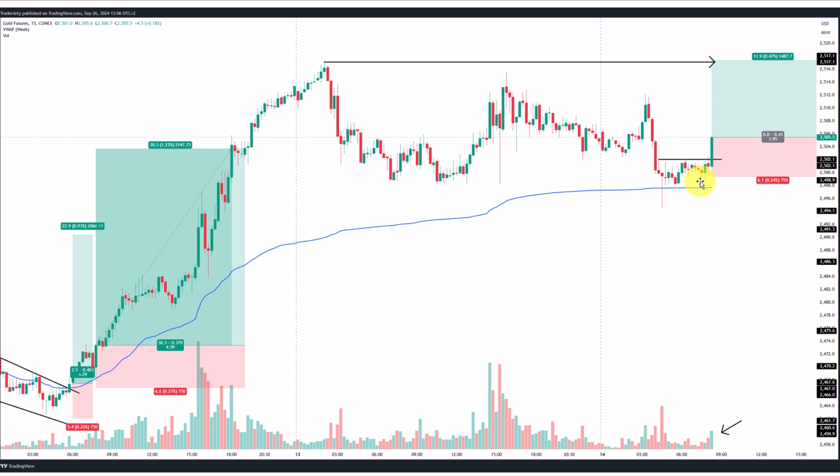And as the price reached the VWAP, you can see the market is consolidating very, very tightly. So the price action candles are very small and there's no momentum. The overall trend has not changed. The market is still overall very bullish.